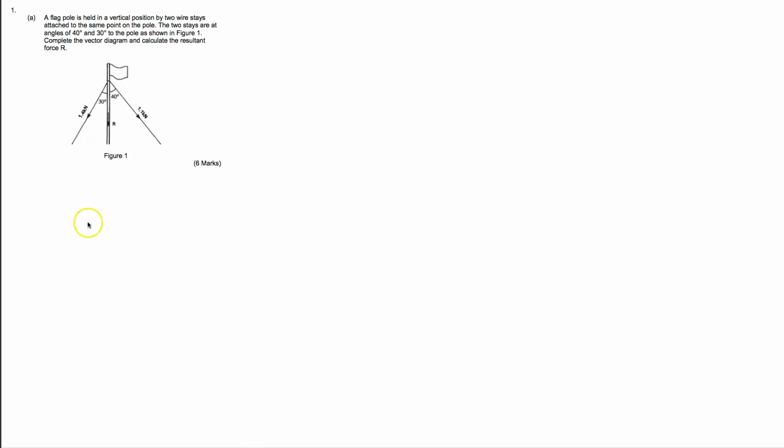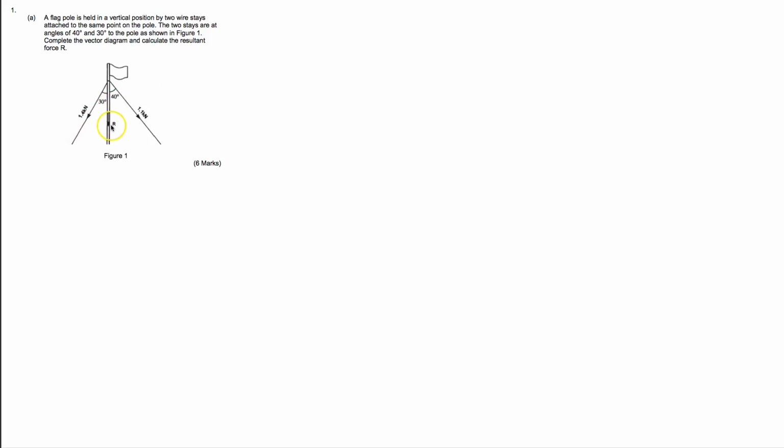Okay, so question 1A, an absolute gift for 6 marks, that was what we want. A flagpole is held vertically by 2 wire stays attached to the same point on the pole. That's good. The 2 stays are at angles of 40 and 30 to the pole. Complete the vector diagram and calculate the resultant force R.